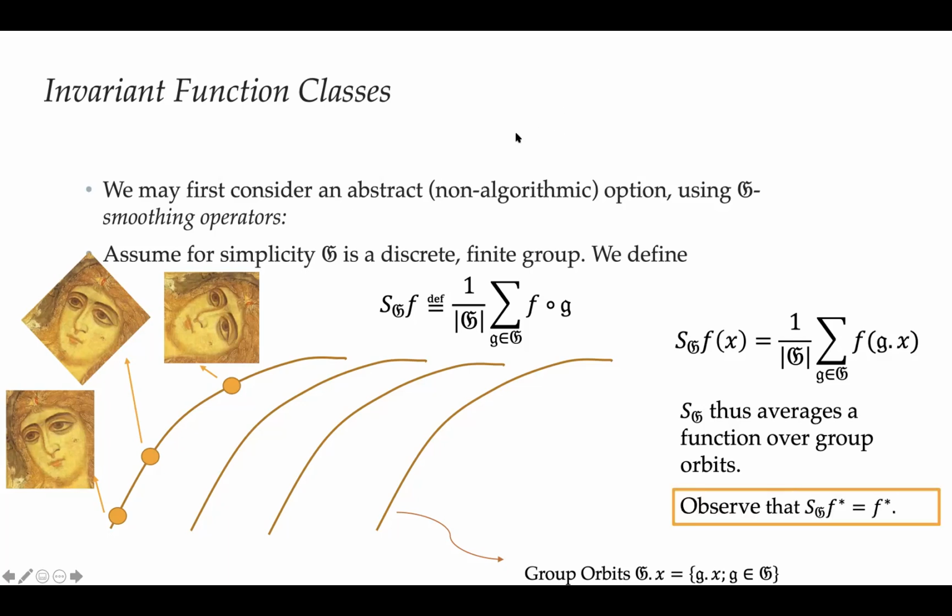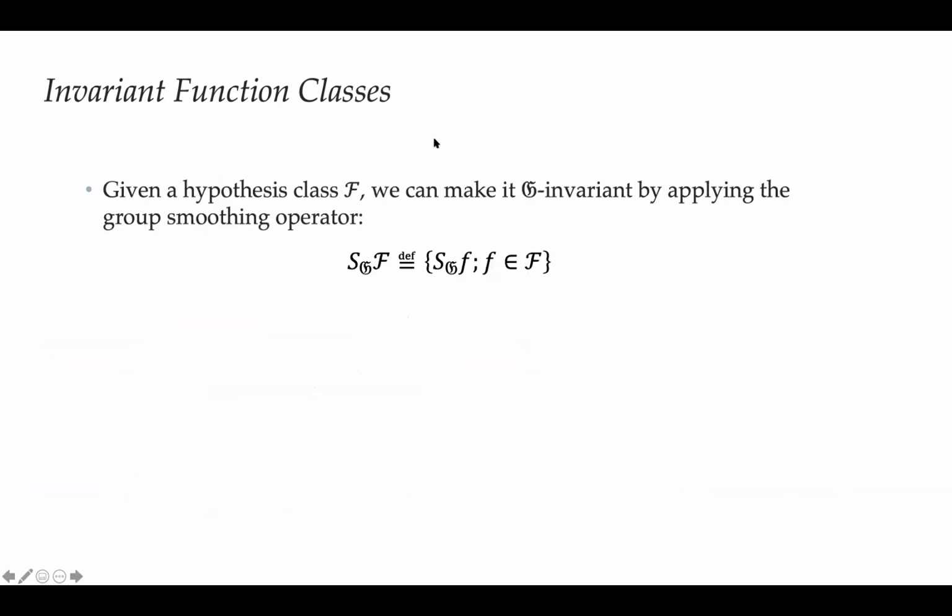So yeah, the natural observation is that, of course, if the function is invariant, then it's not affected by the smoothing at all, almost by definition. So this also suggests that you give me any hypothesis class capital F, and let's try to make it G-invariant by simply applying the smoothing operator. Because if the target is invariant, why don't we just restrict ourselves to hypotheses that are themselves the smoothing of some underlying original hypothesis?